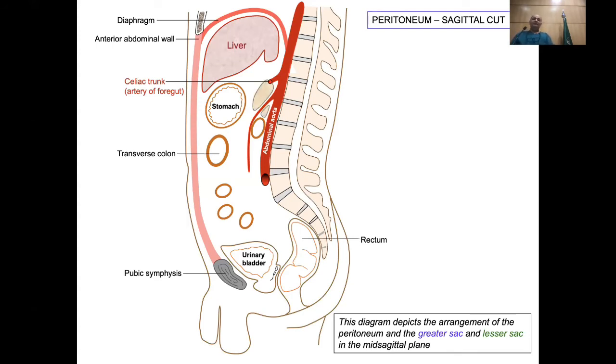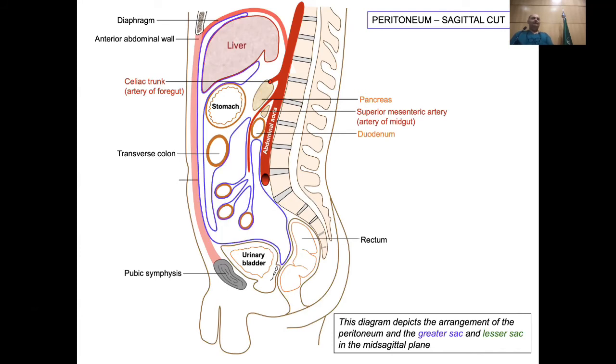Now there is someone. Who's that? That's my pancreas. Who's that? Superior mesenteric. These are the different branches. Duodenum. What happened?